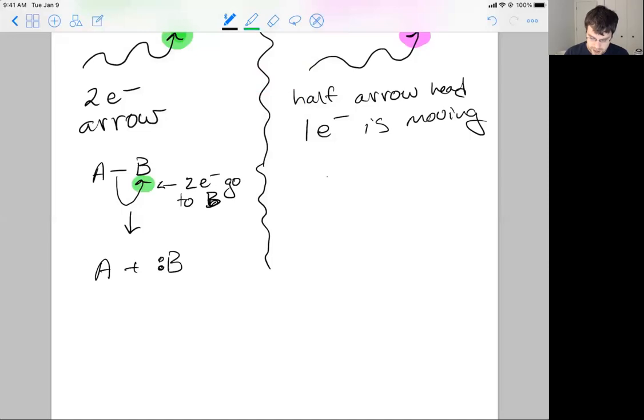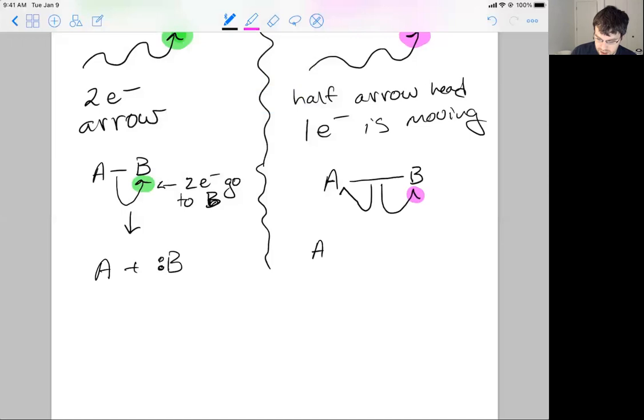So if we had A and B undergoing a homolysis process, what we're going to do is not put 2 electrons over to B, but we're going to put 1 of the covalent bond electrons over to B. If only one of the electrons is moving over to B, we're going to show that as this half-headed arrow. And now we need to show the movement of the other electron. The other electron is going to jump over to A. So I'm showing the movement from a bond to an atom.